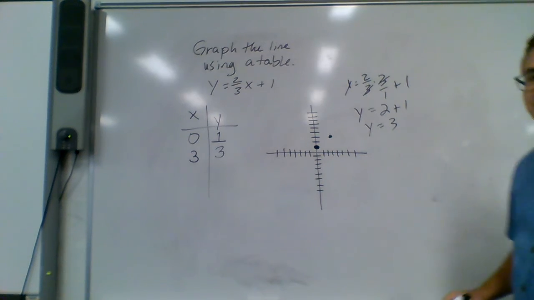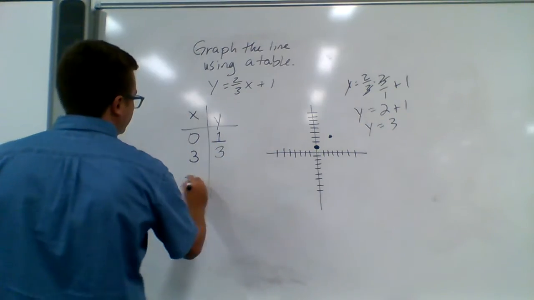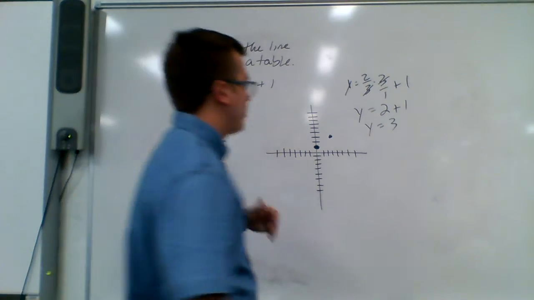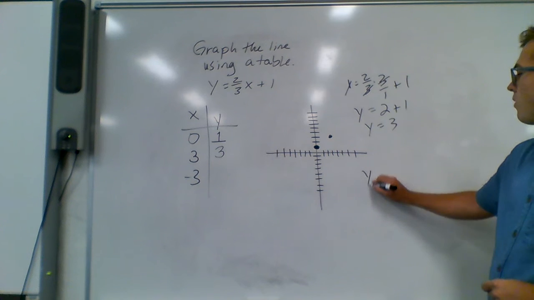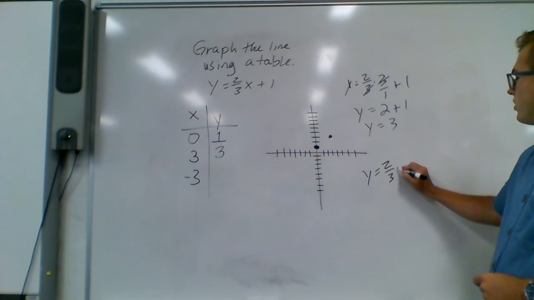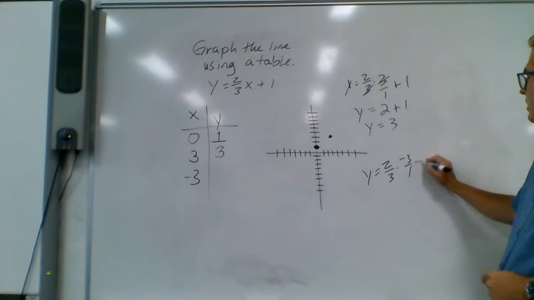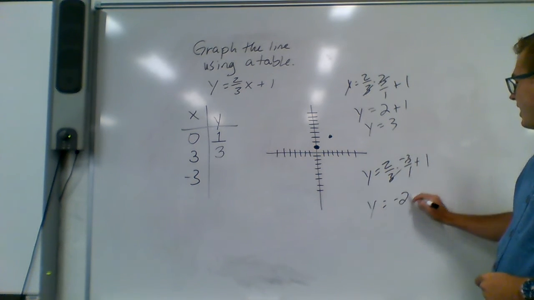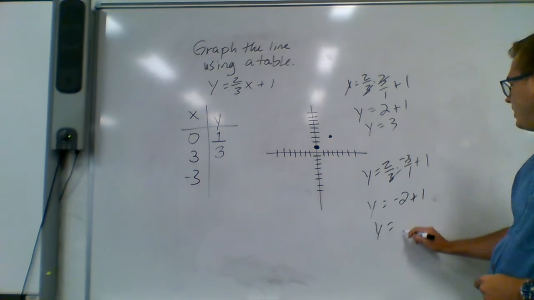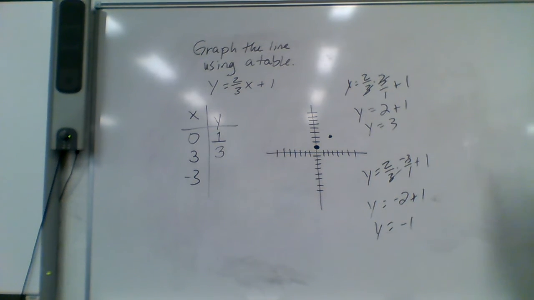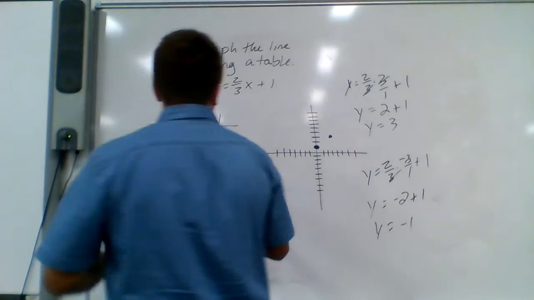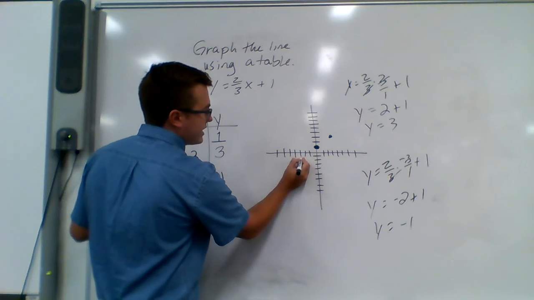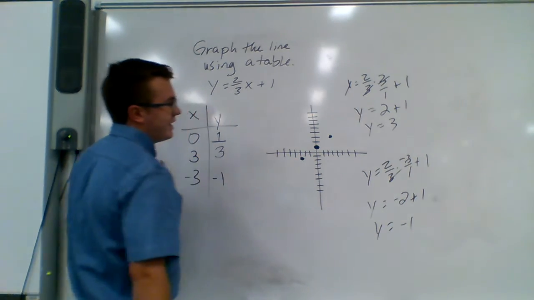And then I'm going to do the same thing. I'm going to make my life a little bit easier. I'm going to choose negative 3 because it worked out so well with positive 3. So when I input negative 3, I get y equals 2/3 times negative 3 over 1 plus 1, which is going to give me y equals negative 2 plus 1, so y equals negative 1. So when I input negative 3, I get negative 1, 1, 2, 3, and then it goes down 1, so it would be about right here.